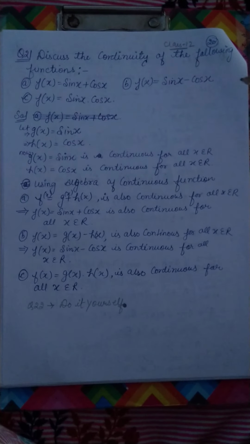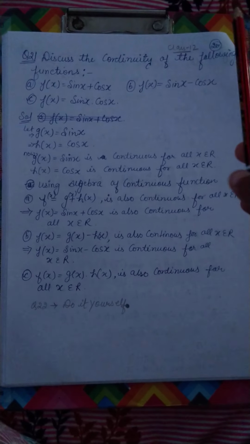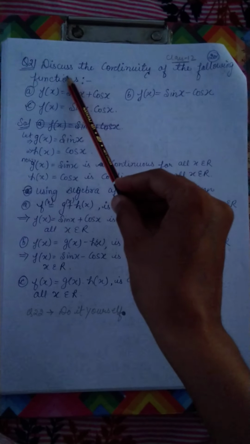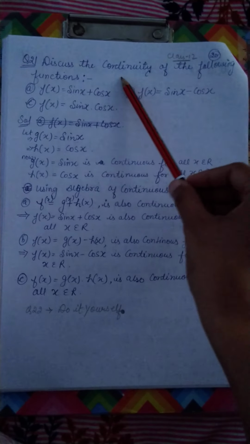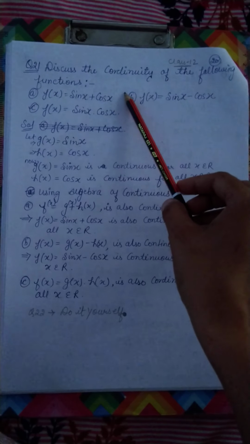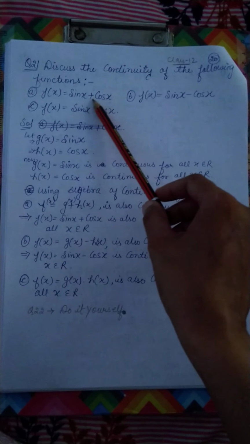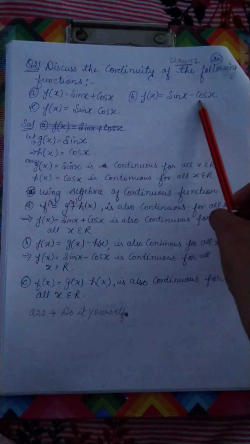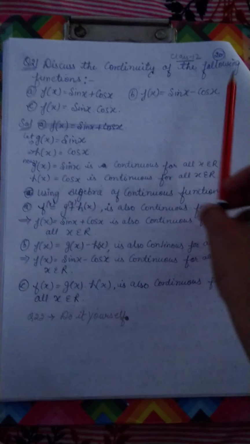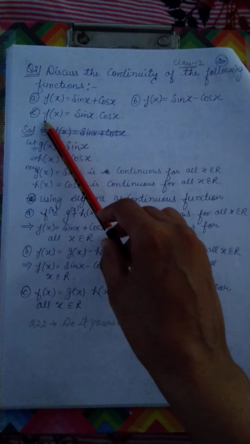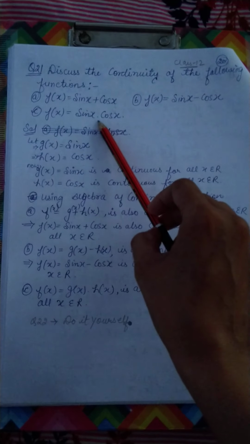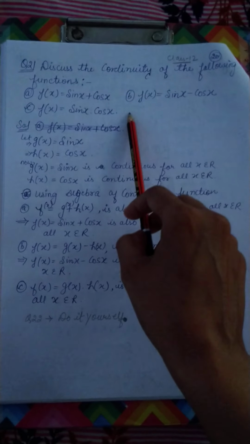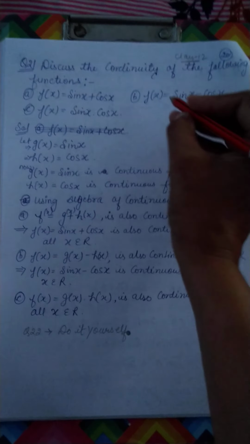Good morning students. बच्चे, now I am discussing with you your question number 21, that is discuss the continuity of the following functions. And in this, a part is f(x) is equal to sin x plus cos x, and your b part is f(x) is equal to sin x minus cos x. Now बच्चे, it is your c part, that is f(x) is equal to sin x dot cos x. It means multiplication.